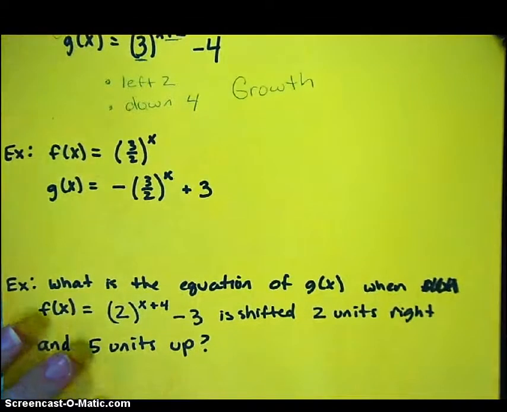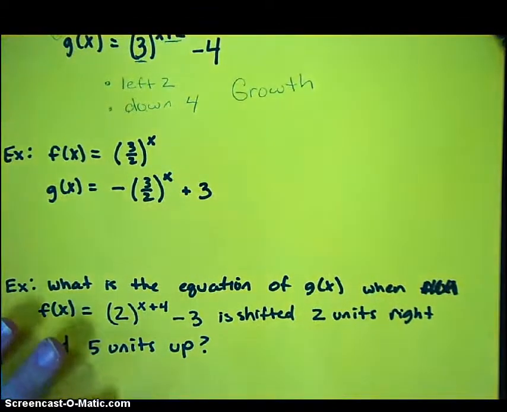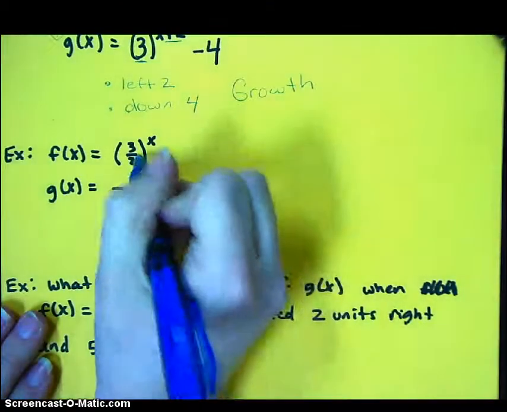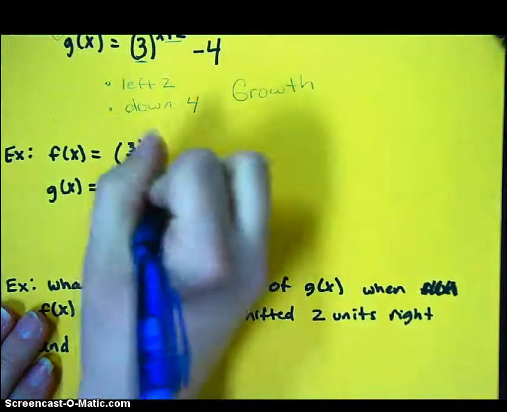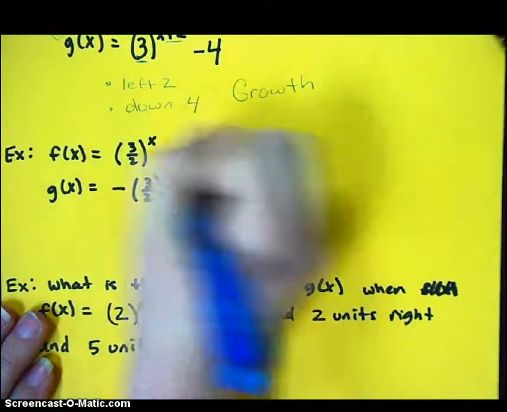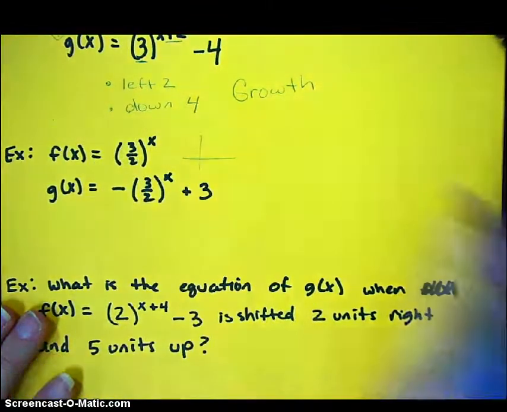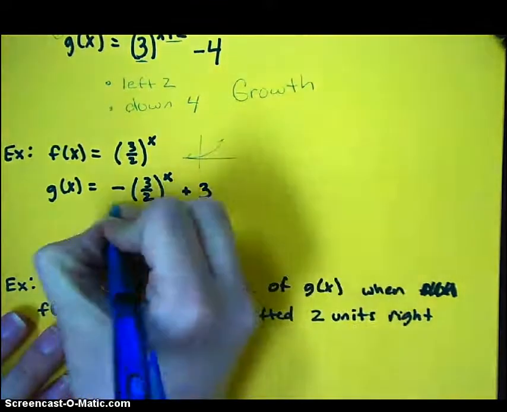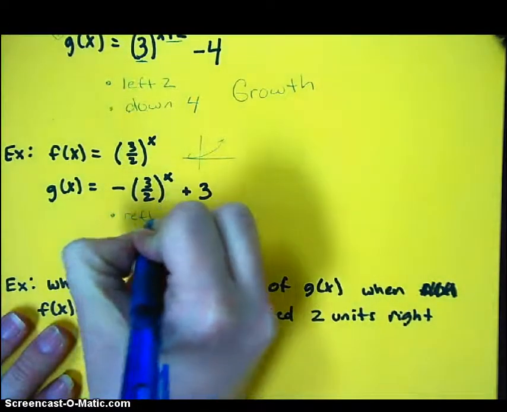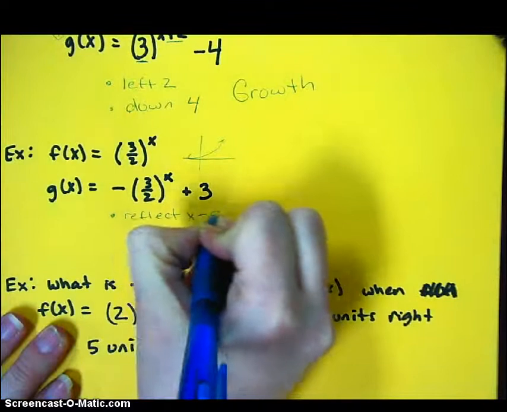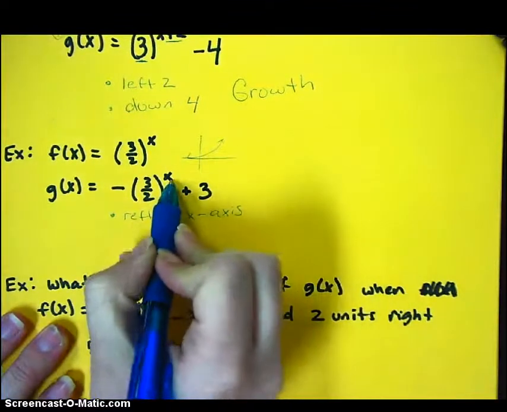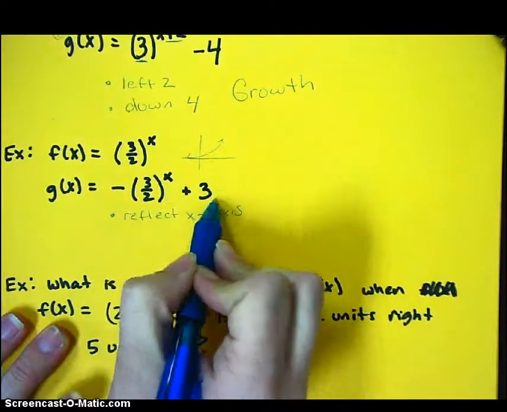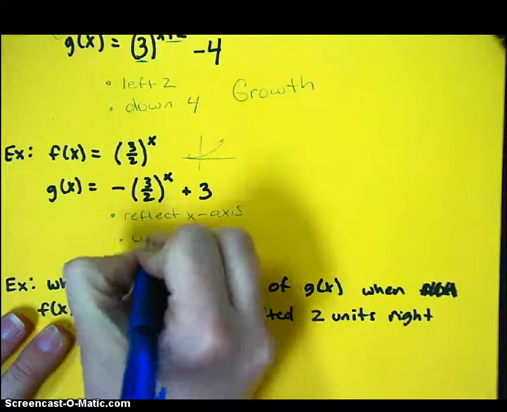Next one we want to look at is we have 3 over 2 to the x and negative 3 over 2 to the x plus 3. So when we look at this, I'm going to start with looking at this original function. This original function, yes, it's a fraction, however, it's greater than 1. So we're starting with a growth equation. The negative will reflect over the x-axis. It does not go left or right at all. The plus 3 out here is going to have it go up 3.